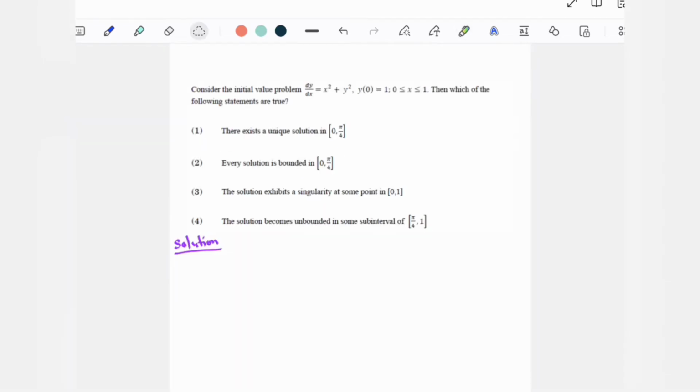Before discussing the solution, you are all advised to check the previous lectures so that you can better tune in to today's problem. Also, in the end, we will provide a general result for such kind of differential equations.